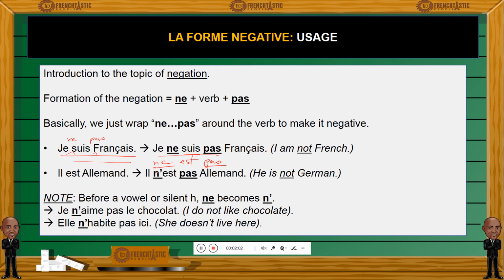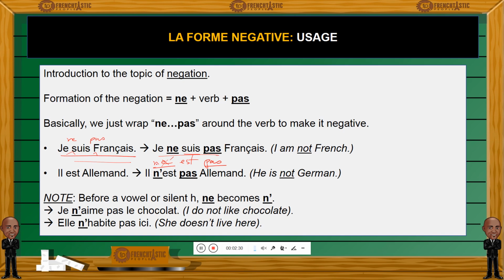Now, look carefully. I did not say il ne est pas allemand. I said il n'est pas allemand. So where did the letter E go? Well, we simply delete that E, and we place an apostrophe. This is a phenomenon called elision, where we elide the E and place an apostrophe.